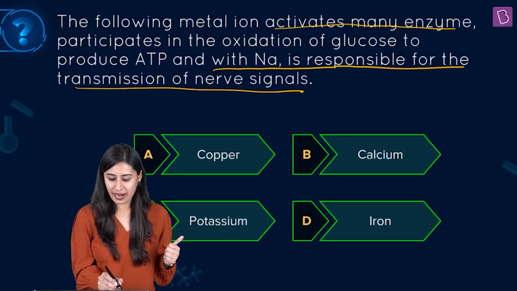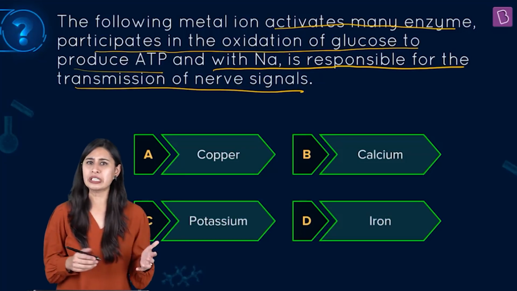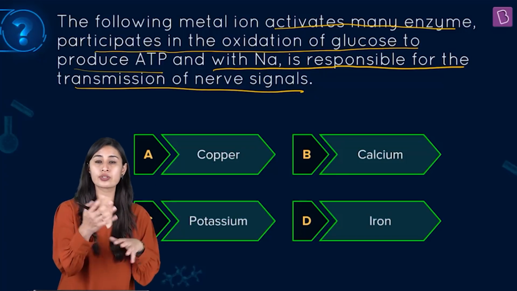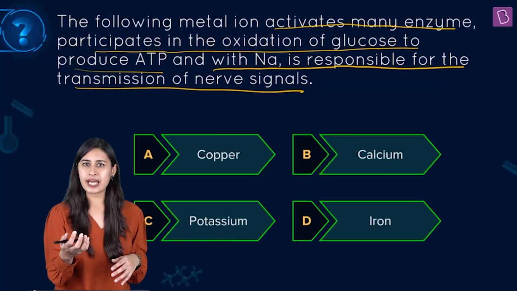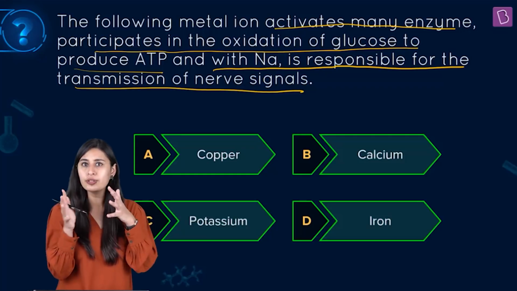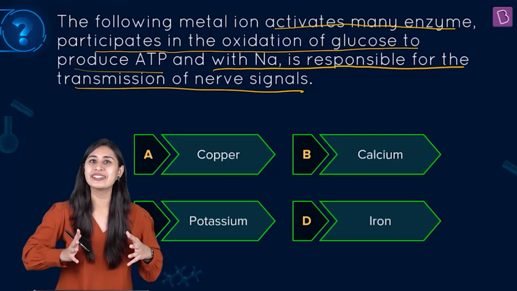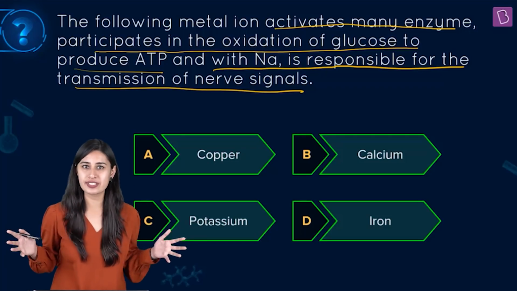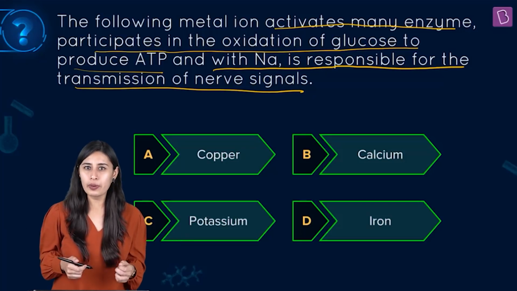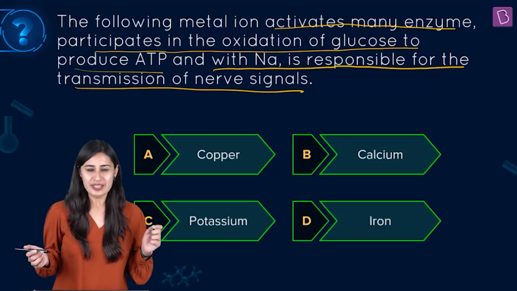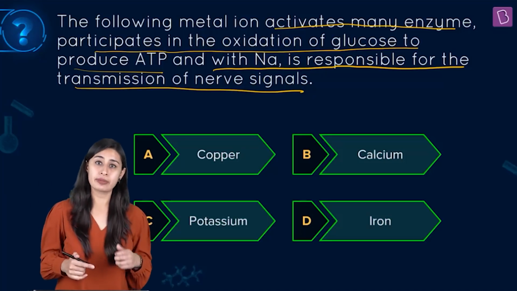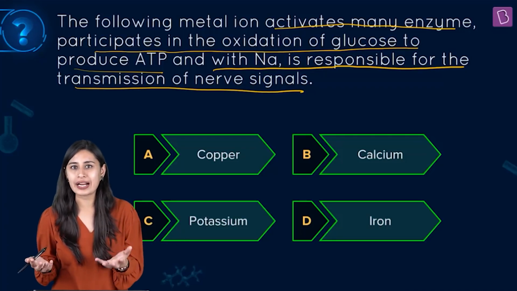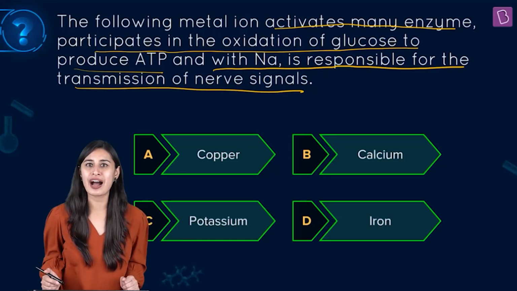The second line says participates in the oxidation of glucose to produce ATP. You being biology students know very well that glucose undergoes glycolysis to give you pyruvate, which enters the Krebs cycle and gives you many products. Some of the products are going to enter the ETC, electron transfer chain, and that is what produces ATP. But hey, where is potassium involved here? While this whole process is happening, many enzymes are used, and some of those enzymes are of course activated by none other than the potassium ion.